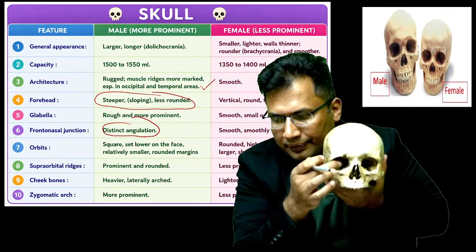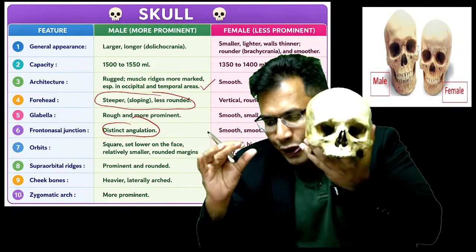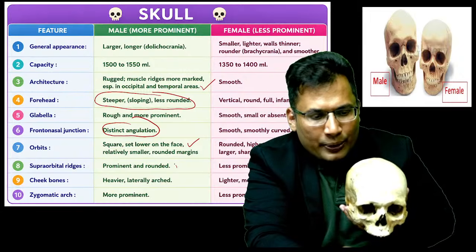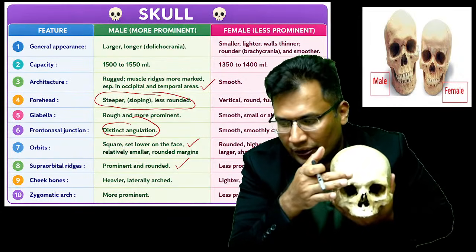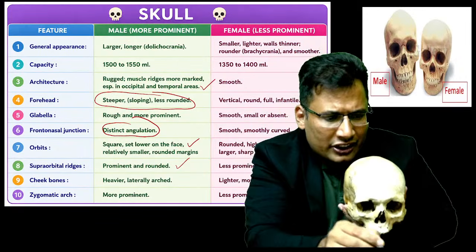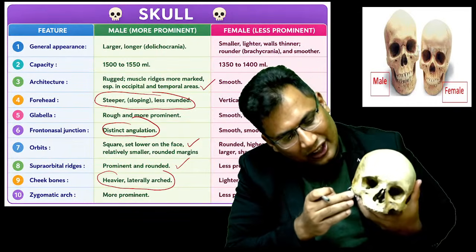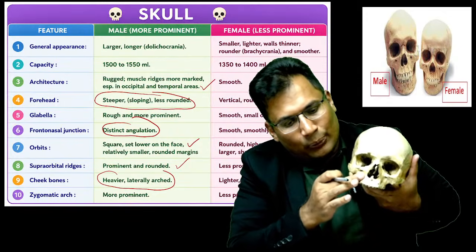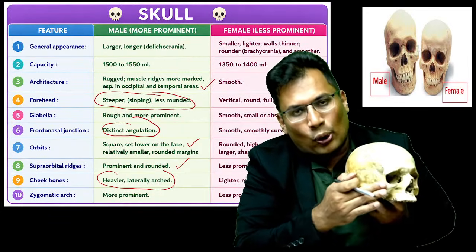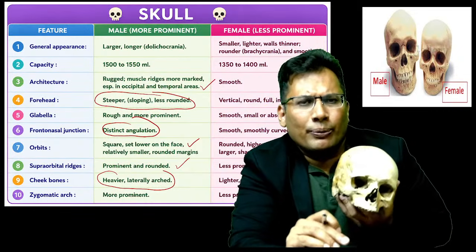Orbits. Look at the orbits. Orbits are square. Supraorbital ridges are prominent. So this is the supraorbital ridge. You can see here the supraorbital ridge, which is very prominent in males. Cheekbones are heavier. So this is the zygomatic bone, this is the cheekbone. The cheekbones are basically laterally arched. Zygomatic arch prominent. So this is the zygomatic arch. Very prominent in males, less prominent in females.